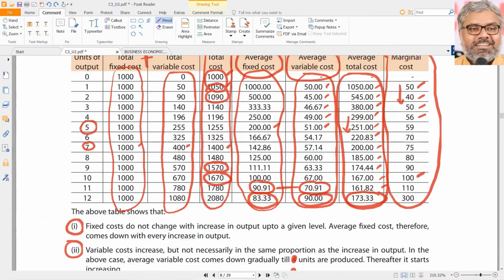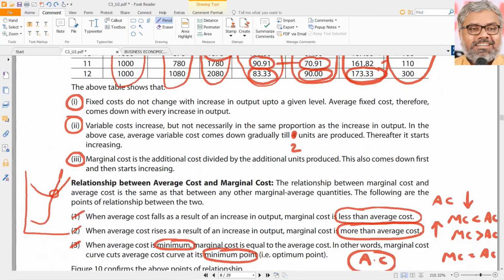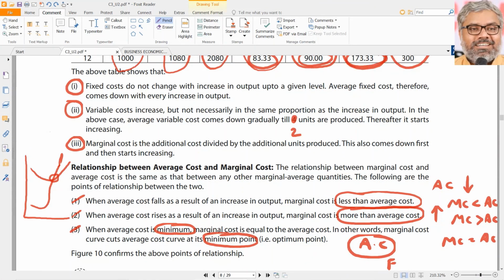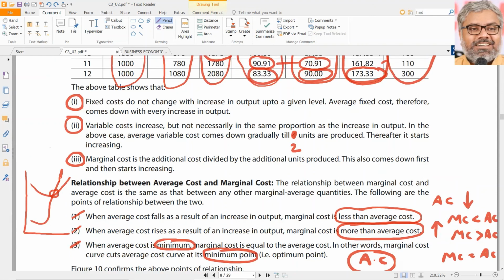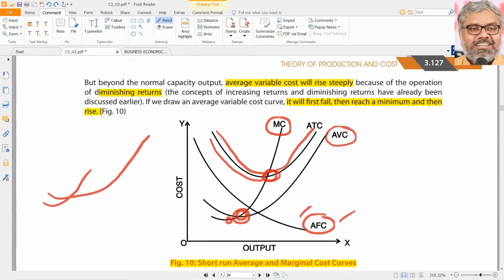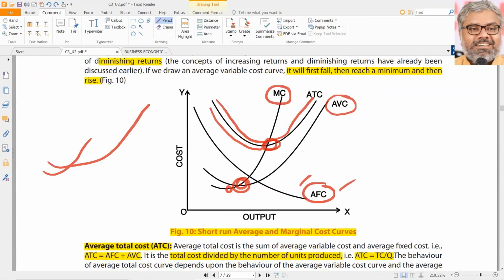We can say these are the short run cost curves, and different types of costs will behave like this in the short run. Why does this happen? Because of the law of variable proportions. Simple. Initially there will be increasing returns, after that there will be diminishing returns, after that there will be negative returns. So when the negative returns start, that is the place where the marginal cost cuts the average total cost.